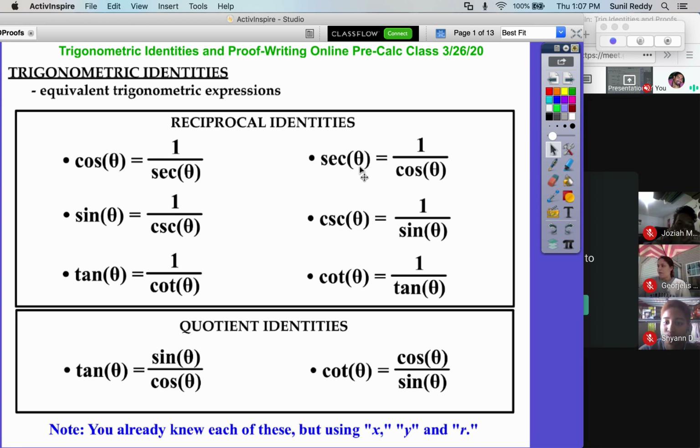So these we kind of already knew, just in the sense of x divided by y, or y divided by x, or r over x versus x over r, that kind of thing. The two new ones that, again, we also knew in terms of x, y, and r are that tangent is sine over cosine, because as we know, tangent is y over x, or in other words, y over r divided by x over r. So let me try this tablet for the first time.